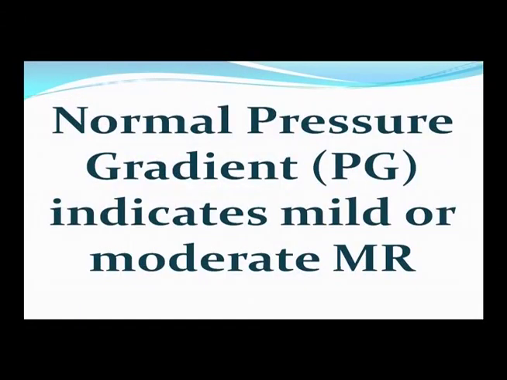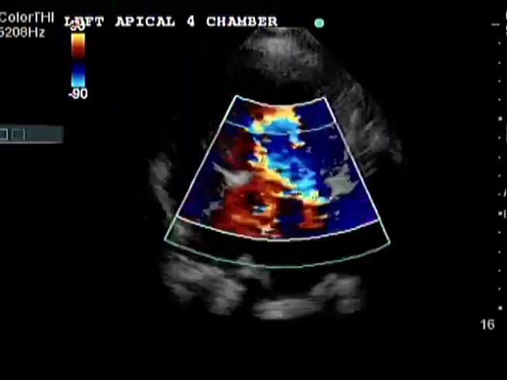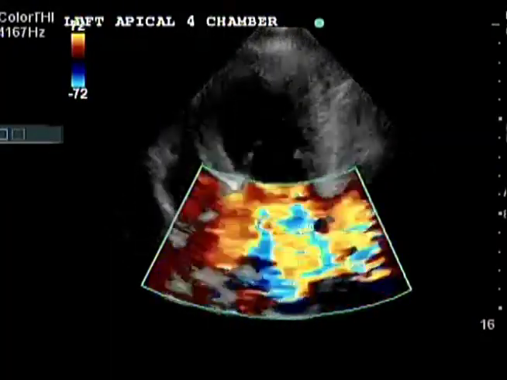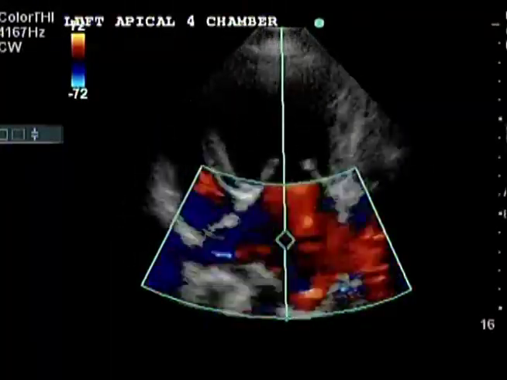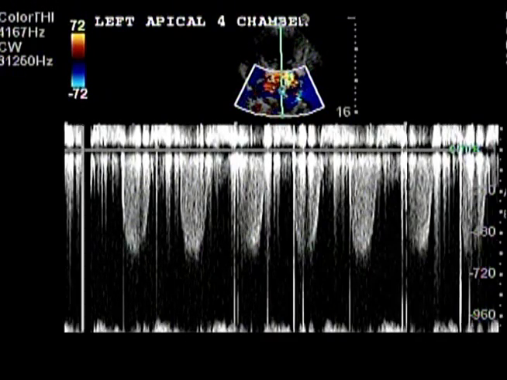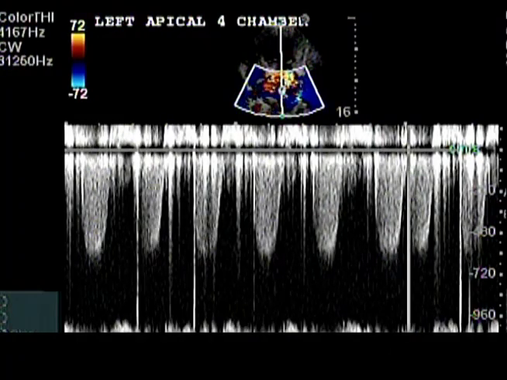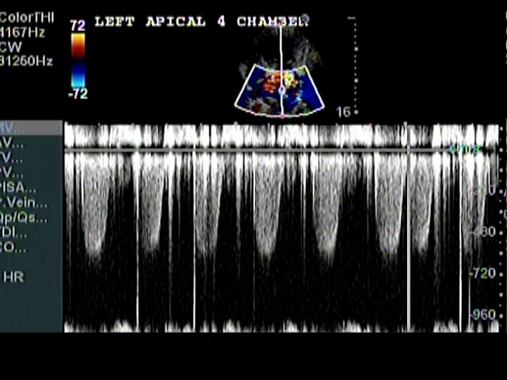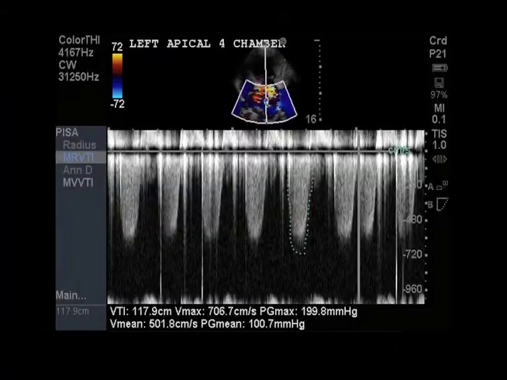Normal pressure gradients a little lower than systolic blood pressure suggest mild or moderate mitral insufficiency. Pressure gradients higher than the patient's measured systolic pressure indicate severe mitral insufficiency. This dog's blood pressure was 165 millimeters of mercury, but the pressure gradient was 199 millimeters of mercury. Let's try to understand pressure gradients.